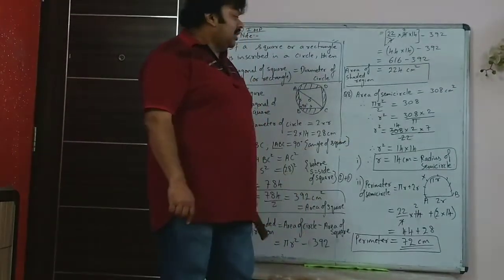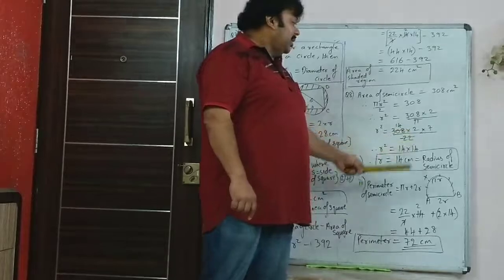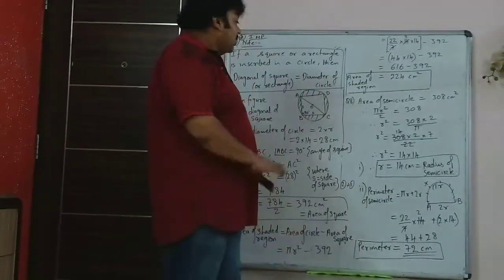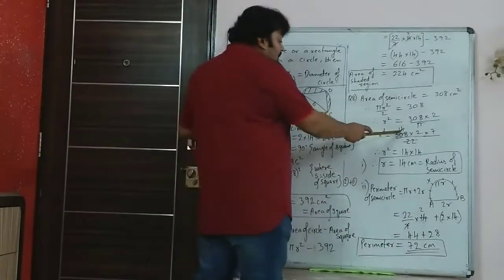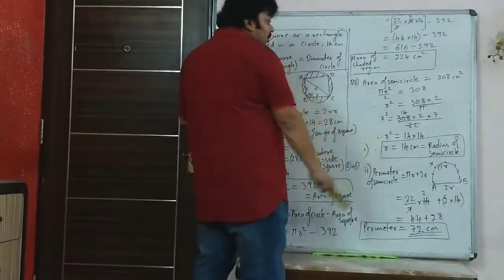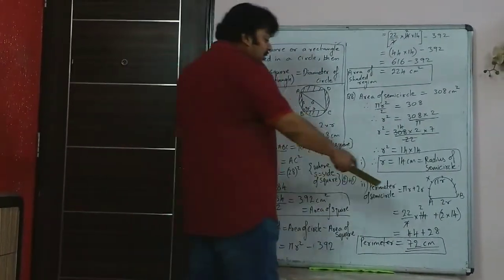So we can find the radius. R squared is 308 into 2 upon pi. So pi is 22 by 7, 7 goes on the numerator. So it comes out 14 into 2 into 7 is 14. So R will be 14 centimeter. That is the radius of this semicircle.